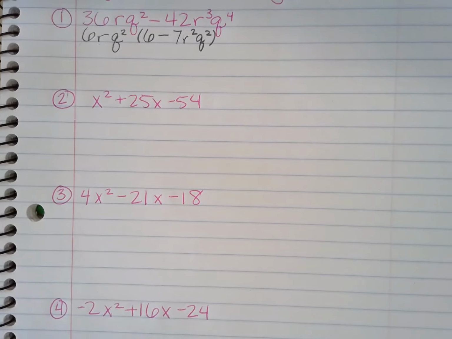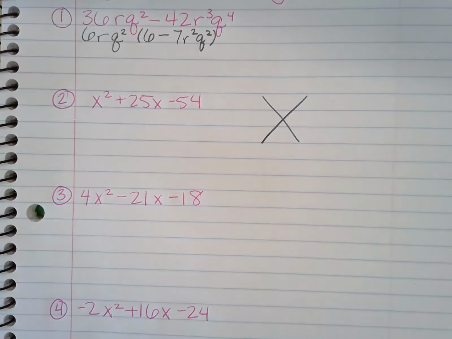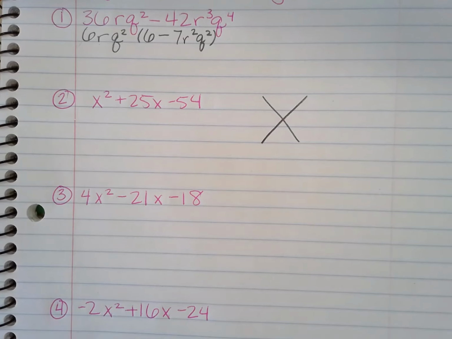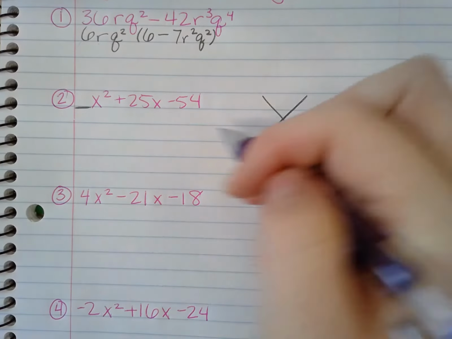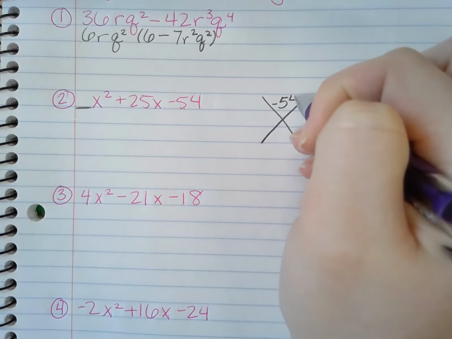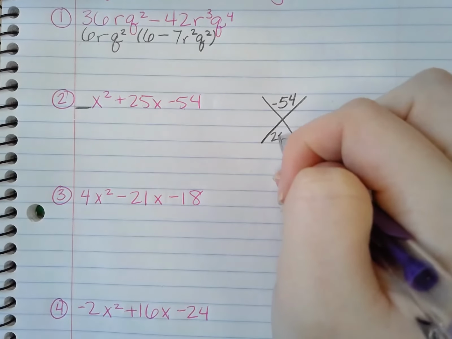Number 2, I now have 3 terms, which means I have to use the x method. So I have x to the second plus 25x minus 54. Because there is no number in front of x to the second, this will be the shorter way of factoring. I take the last number, which is negative 54, and put it on the top of the x. The middle number goes to the bottom.